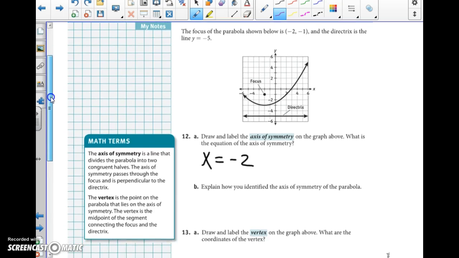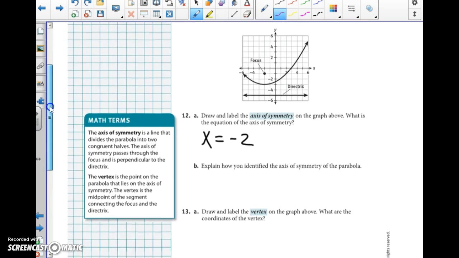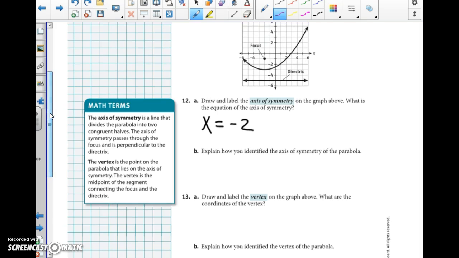All right, now we're going to skip part B. You don't need to do that. Let's go to the next part. Draw and label the vertex. So what's the vertex for that? Okay, -2, -3. Everybody sees that? Very good. Okay, -2, -3 is right. So we got that.